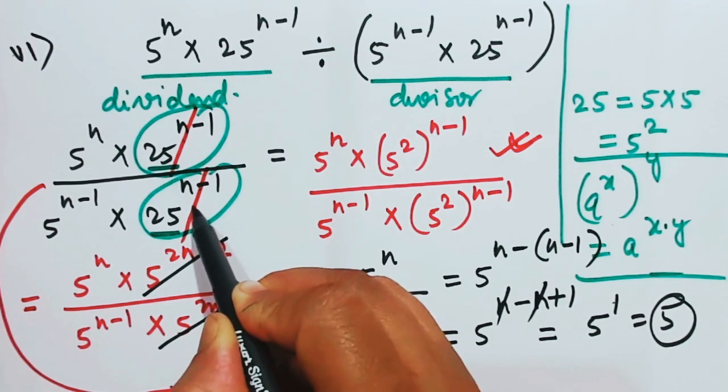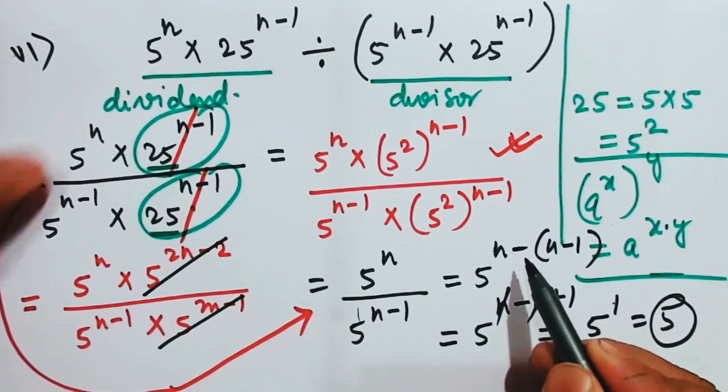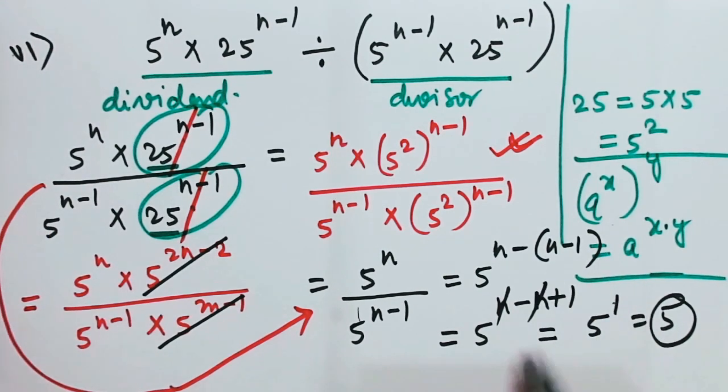Clear? And then 5 to the power n, you will go for 5 to the power n minus 1 is equal to 5 to the power 1 is equal to 5 as your final solution. So number 6 was not confusing, it was simple. I confused it. Clear? You shouldn't.